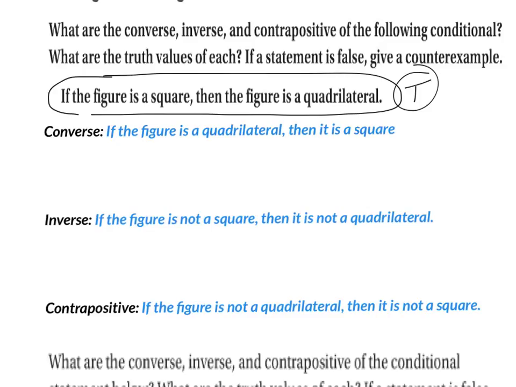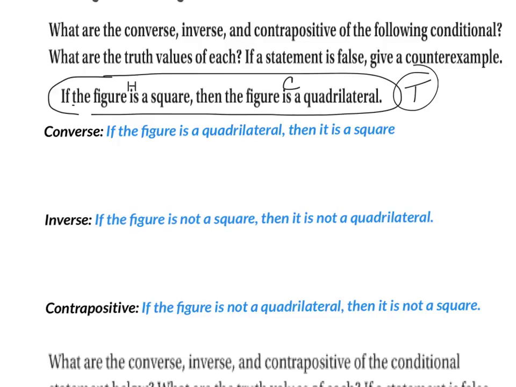Okay, so we want to figure out what's the hypothesis and what's the conclusion. Well, this part right here, that's the hypothesis, and this is the conclusion. Those are going to be the keys, because for the converse, for example, we're going to switch those two. So instead of saying if the figure is a square, then the figure is a quadrilateral, we're going to switch. The conclusion is going to go first, the hypothesis is going to go second. So if the figure is a quadrilateral, then it is a square.